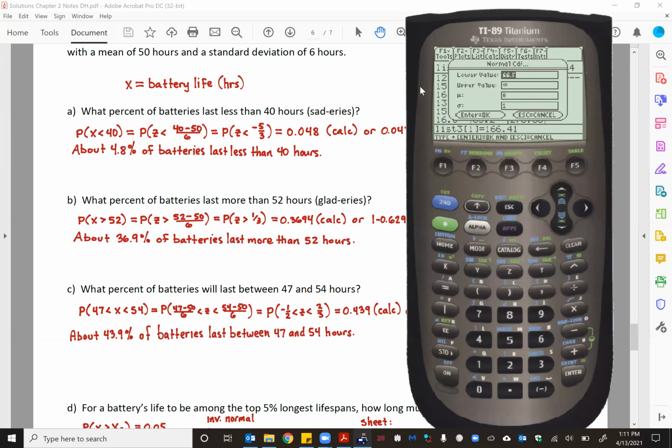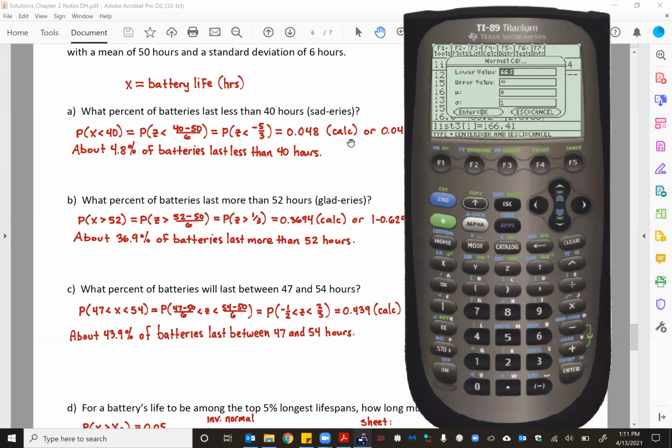And as you can see, there are 4 values we need to input. And there's actually 2 different correct ways to do this. I'll show you both of them. The first way involves using z-scores, which is what we did with the formula sheet.